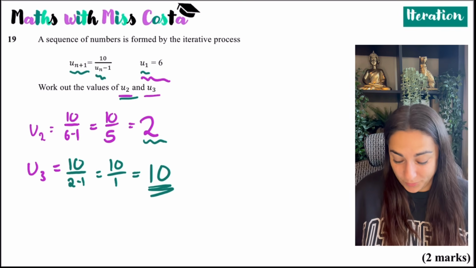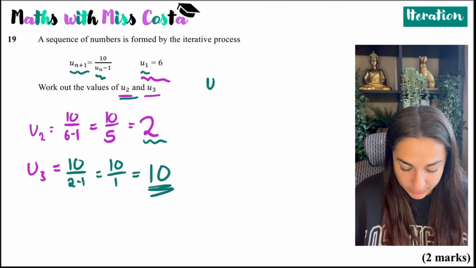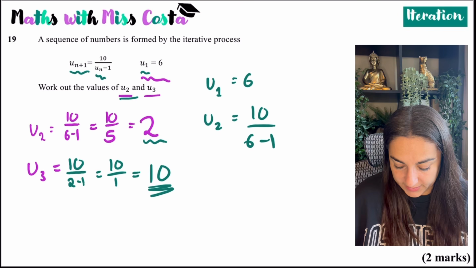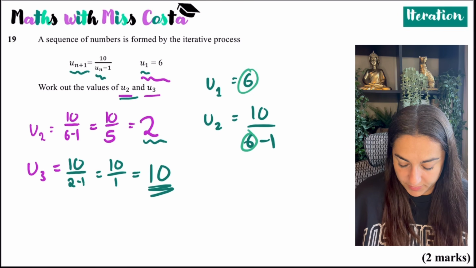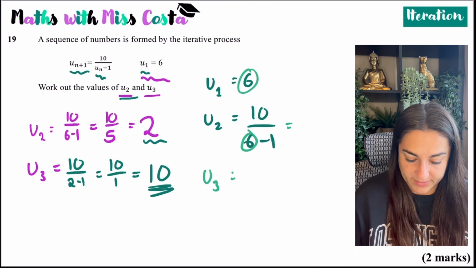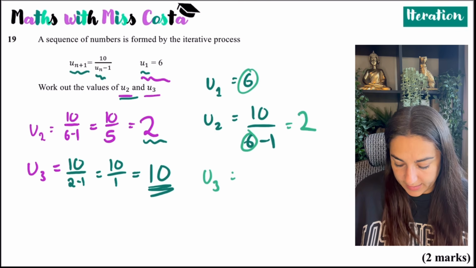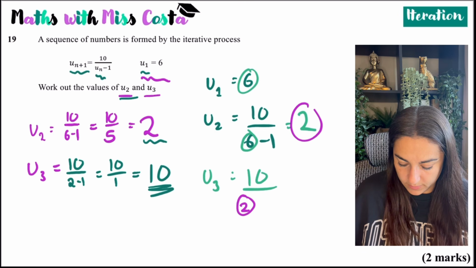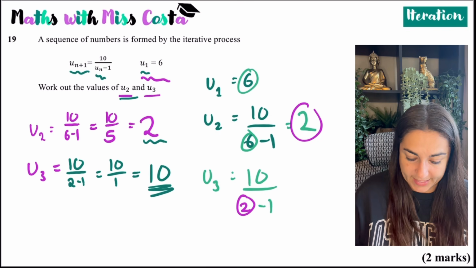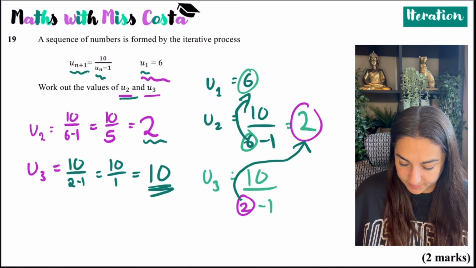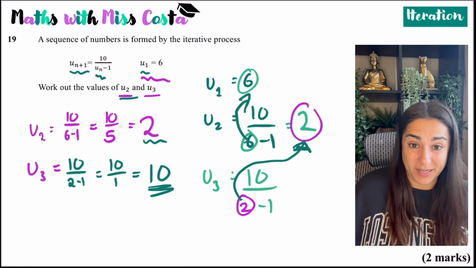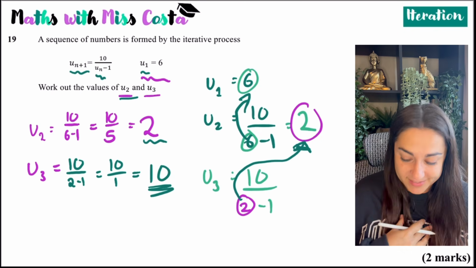So just to recap it one more time. U1 we know is 6. U2 is going to be 10 over 6 minus 1. Okay, I've put that in here. And then U3, with U2 being 2, is going to be 10 over 2 minus 1. So you're constantly putting in the previous term, okay? And that's all iteration is. You're putting that into the formula and getting closer and closer to the answer.